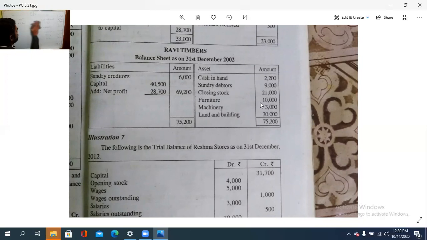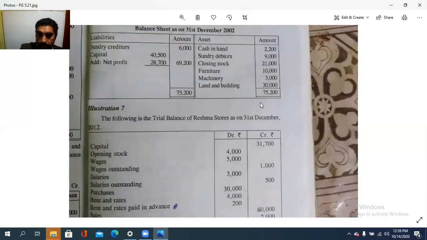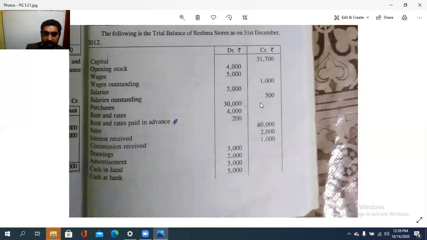Then next, one more problem, and then we will wind up the session and we will close this entire subject tomorrow with some problems. So, following is the trial balance of Reshma Stores as on 31st December.